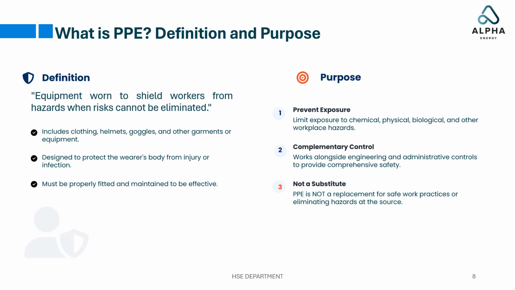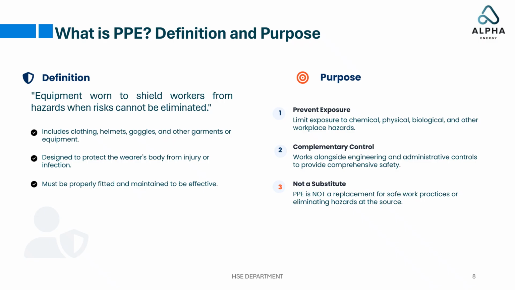Personal protective equipment, PPE, is defined as equipment worn to shield workers from hazards when risks cannot be eliminated, including clothing, helmets, goggles, and other garments designed to protect the body from injury or infection. To be effective, PPE must be properly fitted and maintained.